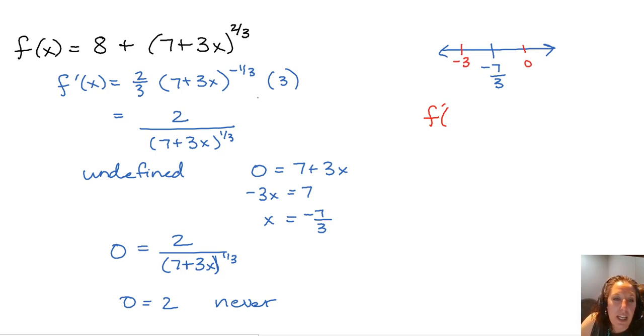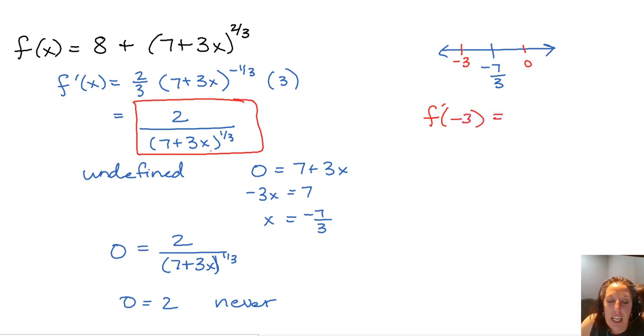So if we plug in negative 3, now we are plugging into the derivative, so we want to make sure that we're plugging into the right function. If we plug in negative 3 in there, that's going to give us 7 minus 9. So that's going to give us a negative in the denominator, because the cube root of a negative is still going to be a negative. So we get a positive over a negative, and that is going to be a negative. We're not really worried about what this exact value is, just the fact that it is negative, and that tells us that our function is going to be decreasing on that interval to the left of negative 7/3.